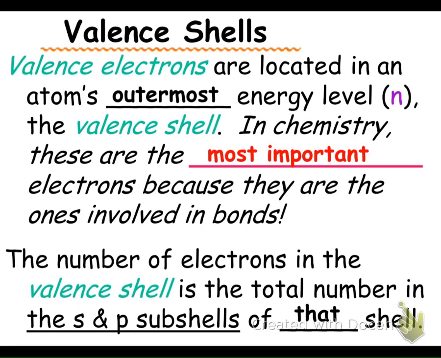When we talk about Bohr models, we're going to talk about valence electrons a lot. Valence electrons are located in an atom's outermost energy level, which we call n, the valence shell. These are the most important electrons because they're the ones involved in bonds. So the number of electrons in the valence shell is the total number in the s and p subshells of that shell.